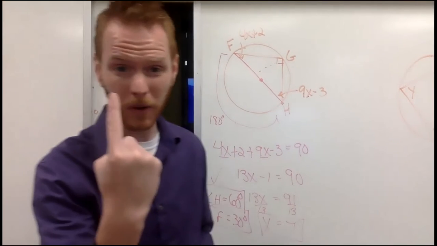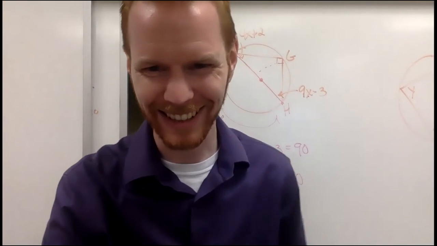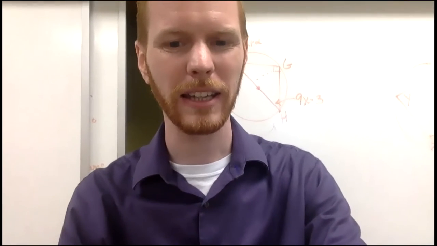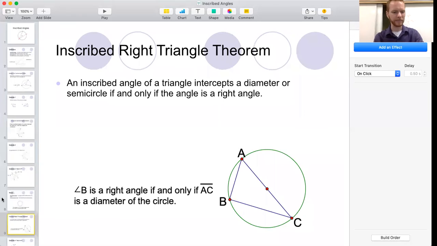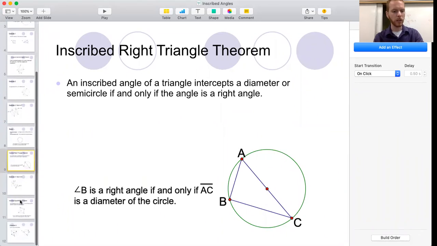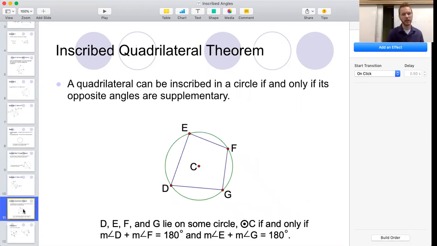One more. All right, let's go back to the PowerPoint real quick. Now, what if we did just a normal polygon? Let's say a quadrilateral. All right, so the inscribed quadrilateral theorem. So what is this entailing? Let me get the pencil tool out and I'll circle some things for you.